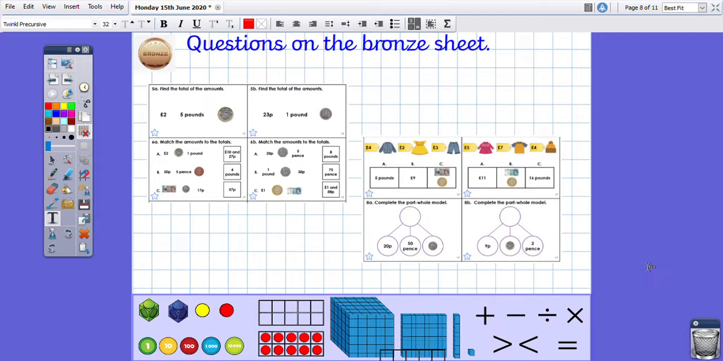Okay, the questions on the bronze sheet today. You need to add up the total amounts for these coins and words. You need to match the amount to the total. You've then got to choose the amount here and complete the part whole model.